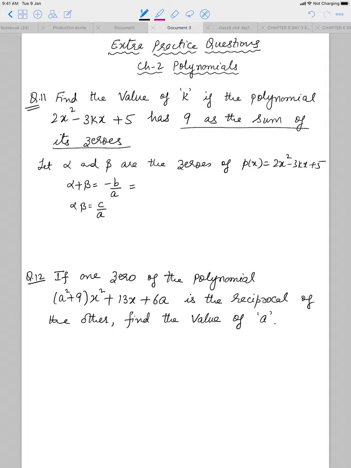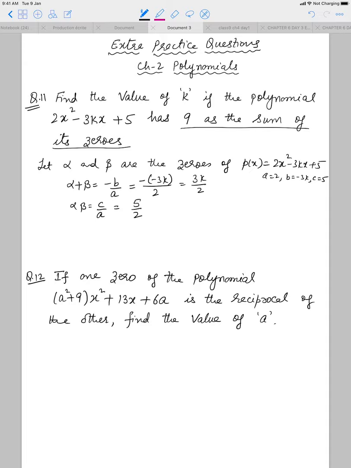Now what is minus b upon a in this case? Here a is equal to 2, b is equal to minus 3k and c is equal to 5. So minus of minus 3k upon a, which is 2, that gives you 3k upon 2. Similarly, the product is alpha into beta, which is c upon a, and that in this case will be 5 upon 2.